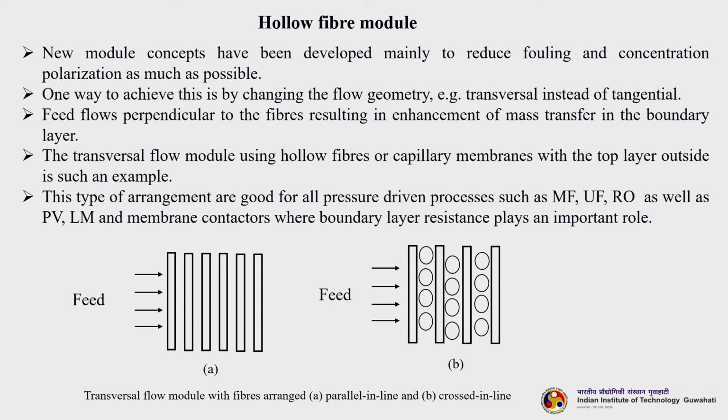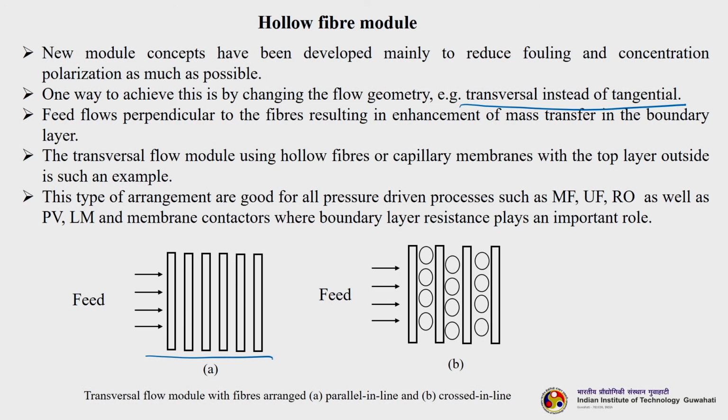One way to achieve this is by changing the flow geometry. So, we can go for a transversal flow instead of a tangential flow. The feed flows perpendicular to the fibers, resulting in enhancement of the mass transfer in the boundary layer. So, the feed is flowing perpendicular to the fiber. You can see how the feed is flowing here. These are called transversal flow systems, in which hollow fibers or capillary membranes with the top layer outside are a classic example.